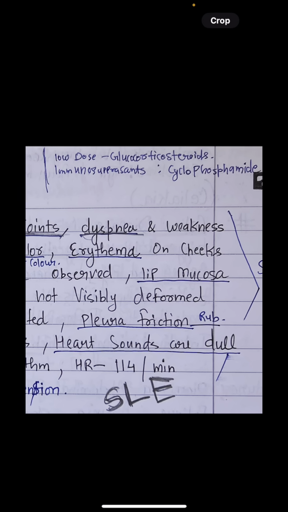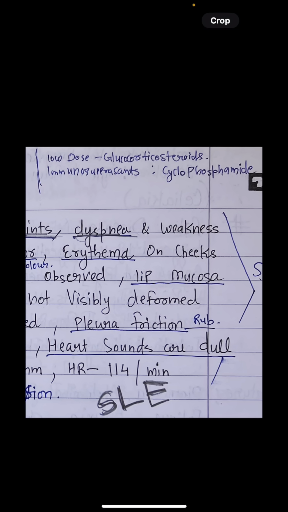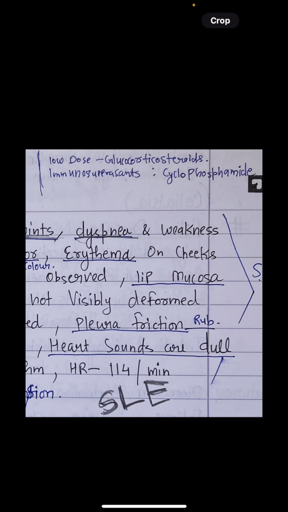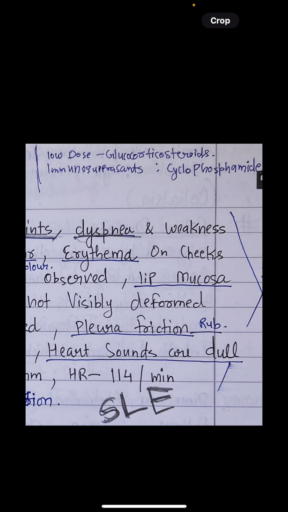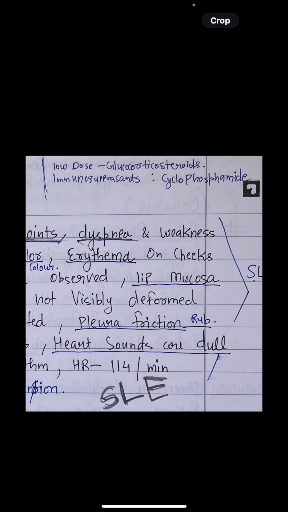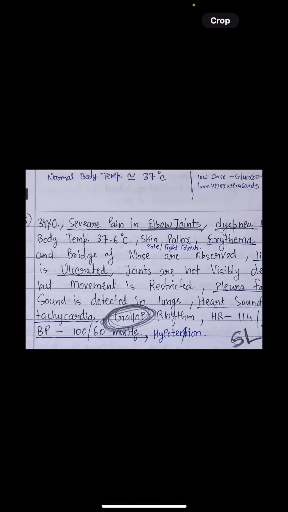In the corner I did it for myself. There was no real question for it, how do we treat it actually. Since it is an autoimmune disorder, we need immunosuppressants or glucocorticoids. Here are written some glucocorticoids, and the normal body temperature is 37, we all know that.